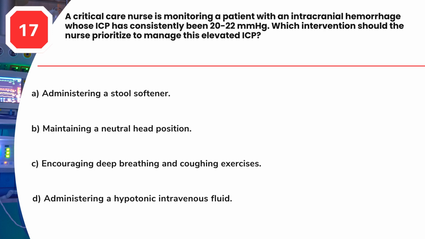Question 17. A critical care nurse is caring for a patient with an intracranial hemorrhage whose ICP has consistently been 20 to 22 millimeters of mercury. Which intervention should the nurse prioritize to manage this elevated ICP? A. Administering a stool softener. B. Maintaining a neutral head position. C. Encouraging deep breathing and coughing exercises. D. Administering a hypotonic intravenous fluid.